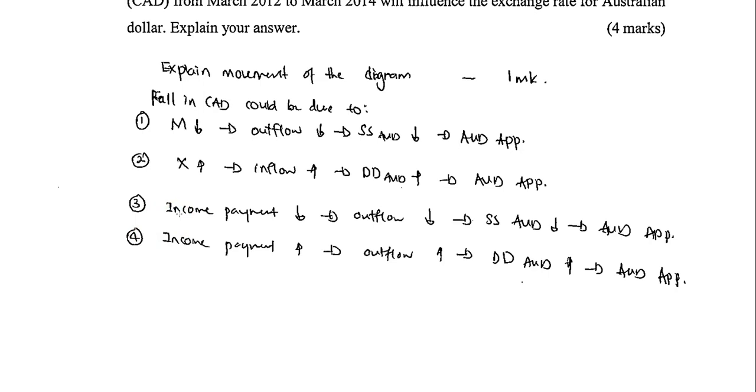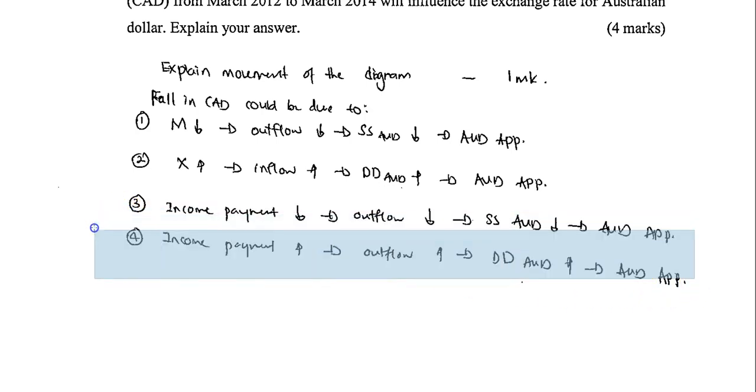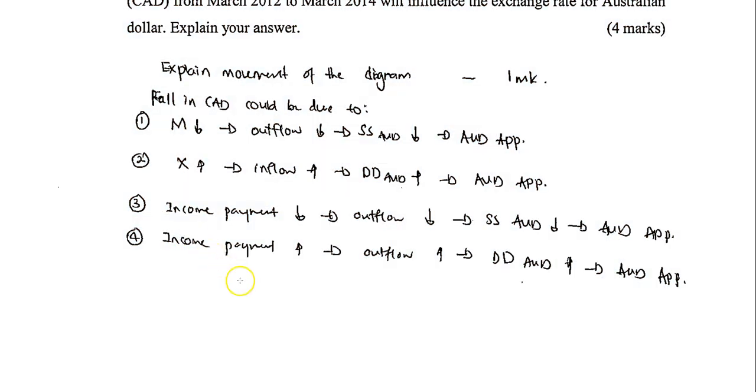Third possible explanation is I move to the income accounts. Net primary income or net secondary income, doesn't matter. So I just put income payment. When income payment reduces, lesser outflow, I don't have to pay that much to foreigners. Lesser outflow, lesser supply, AUD appreciates. Or income payment increases. No, this one is wrong, the last one. Please replace it. We could say that income received increases, change this to inflow of AUD increases, hence demand for AUD increases, AUD appreciates.